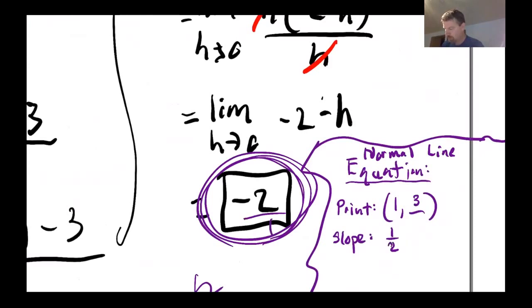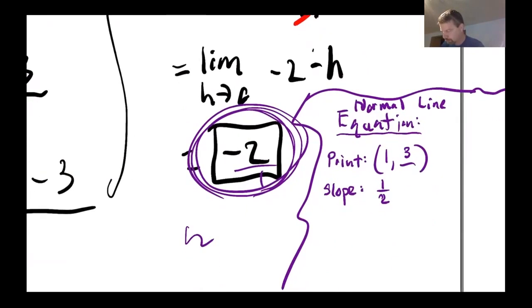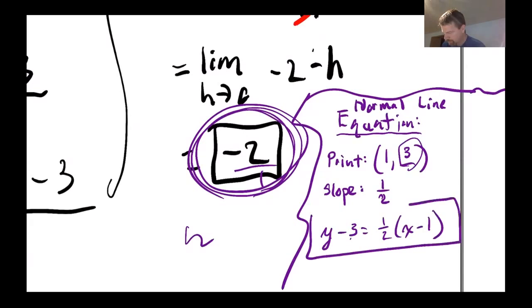I've got a point. I've got a slope. So we just plug that into my equation. y minus the y coordinate of 3 equals a slope of 1/2 times x minus the x coordinate, 1. There's the equation of my normal line.